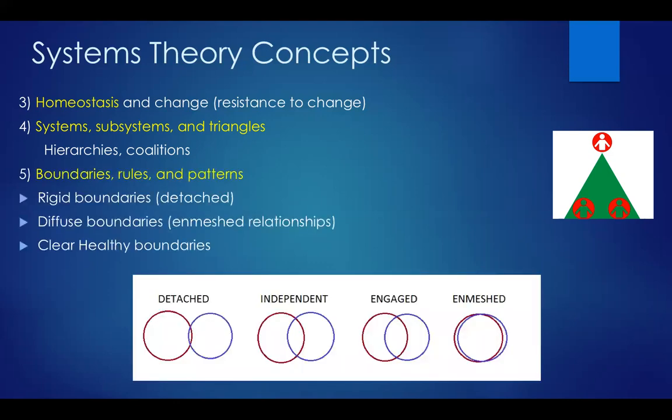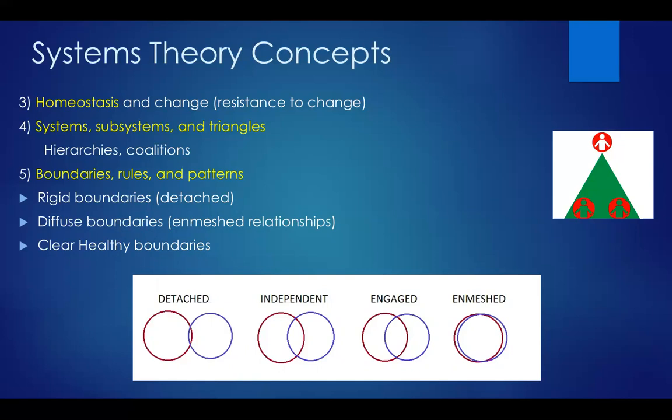The final concept that I'll cover, just basic concept of systems theory, is that people in these systems have boundaries. And these boundaries can look different. So some people have very rigid boundaries, and we call this a detached relationship. So perhaps this is the mother in the red circle here and the son over here. They overlap a little bit, but they really don't know much about each other's lives. They're not emotionally close with each other. They're very, very detached.